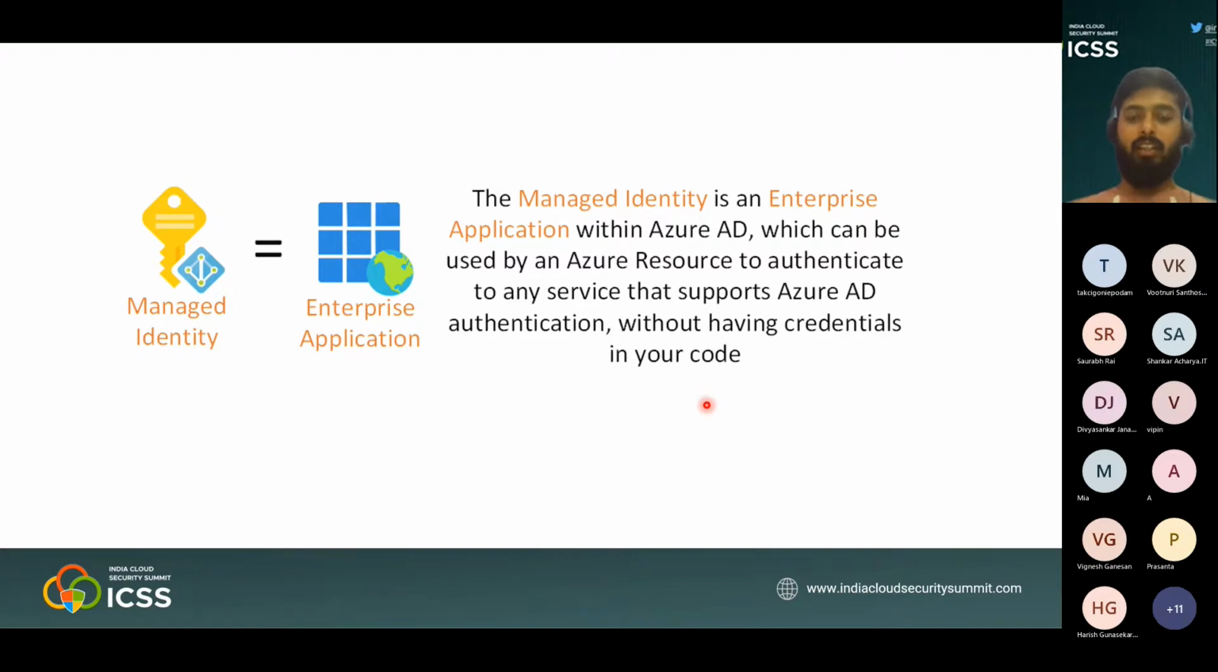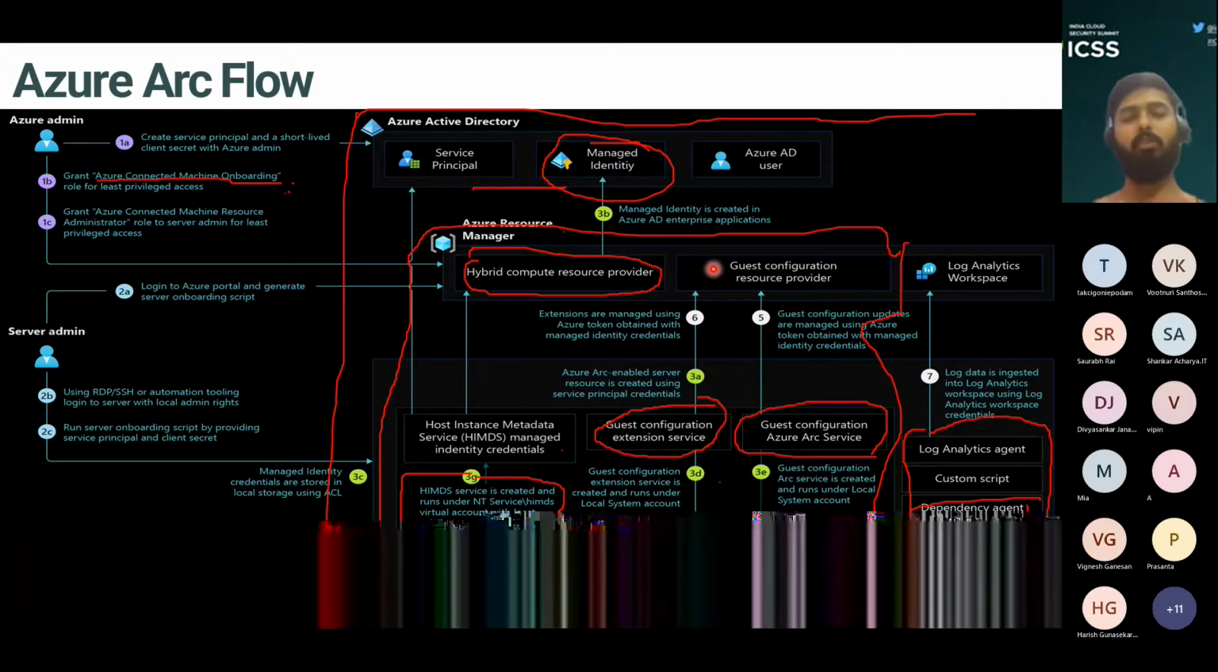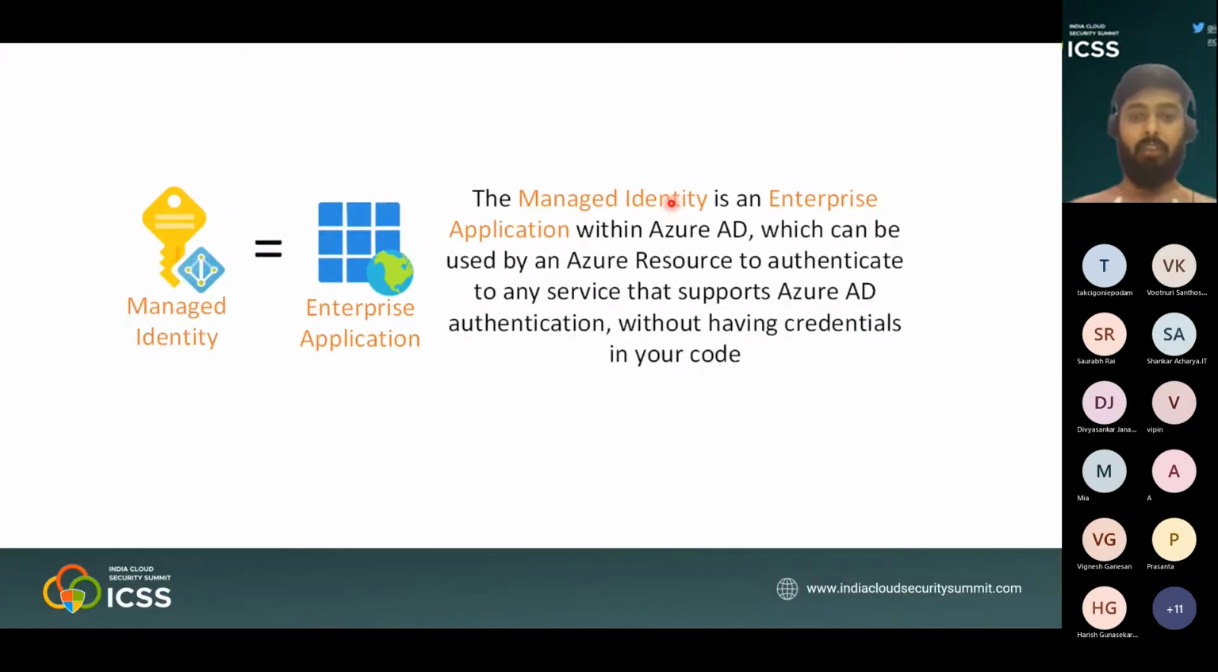So basically, what Azure Arc does, right? It creates a managed identity for whatever resources you are onboarding. So if it is an AWS virtual machine, it will also get a managed identity. If it is an on-premises machine, it will also get a managed identity associated with it. And how does this help actually?